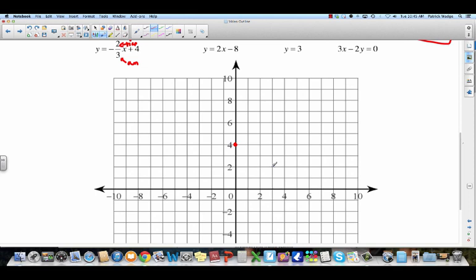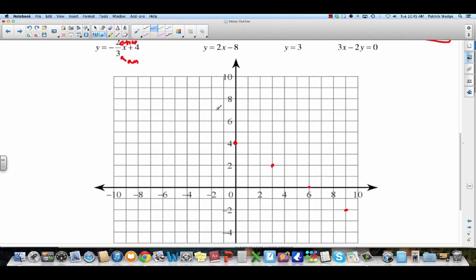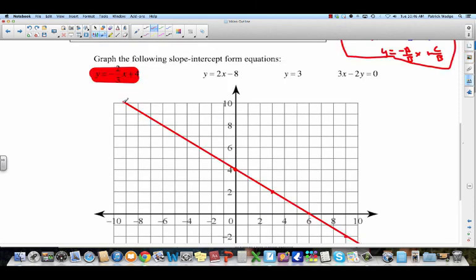1, 2, 3. Maybe I'll do it again. Rise negative 2, run 3. 1, 2, 3. Should I do it once more? 1, 2, 3. And they all line up. Great, I'm finished. You didn't have to do it 4 times. You could have just done it twice or 3 times or whatever you want. So I'm ready to draw my line now. I'll make it red.